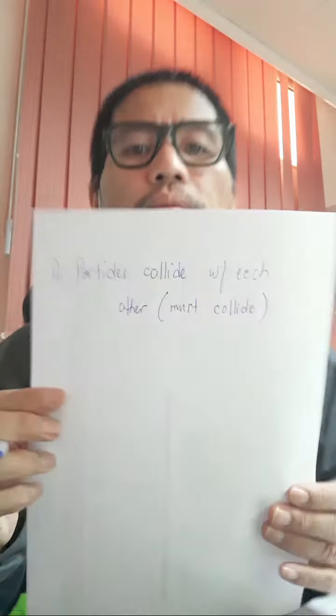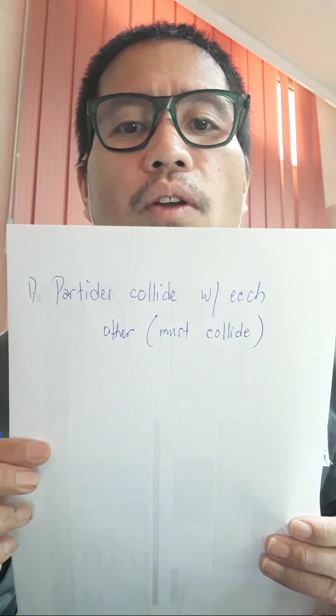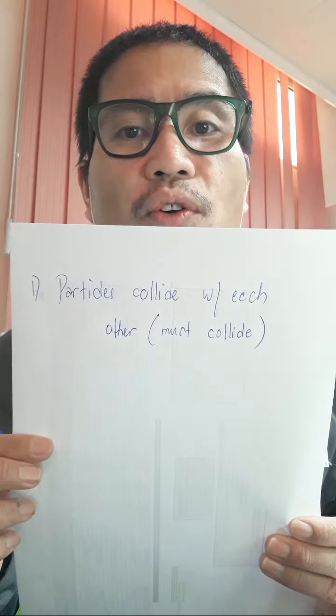So what are the requirements? First, in order for the chemical reaction to proceed, the particles must collide with each other. That's number one: particles must collide with each other. This is the first requirement.